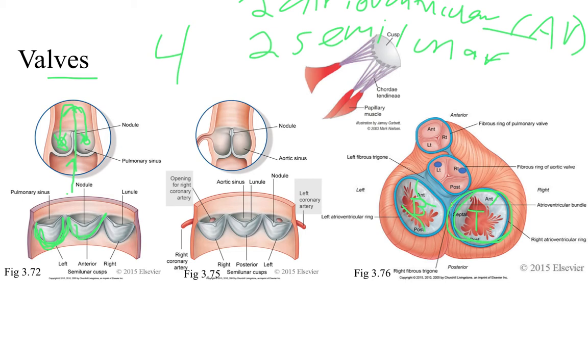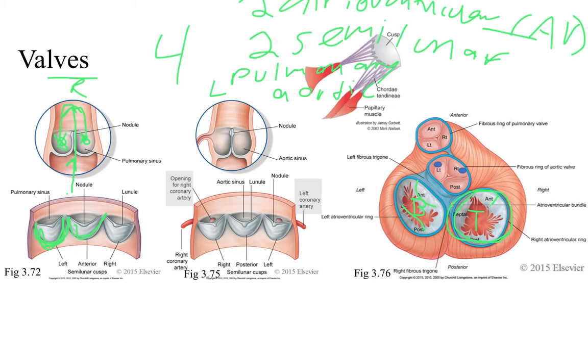All right. The semilunar valves are your pulmonary, which is between your right ventricle and the pulmonary trunk, and your aortic, which is between your left ventricle and the aorta. All right. So they both work the same way. This would be right here. This would be left here. They both work the same way, by when the ventricle is relaxing, blood filling up those cusps and closing them off.